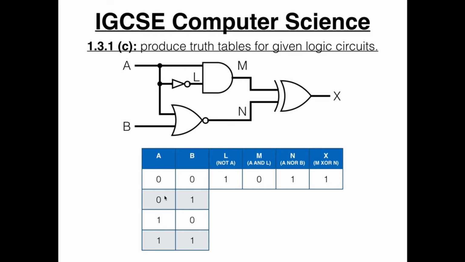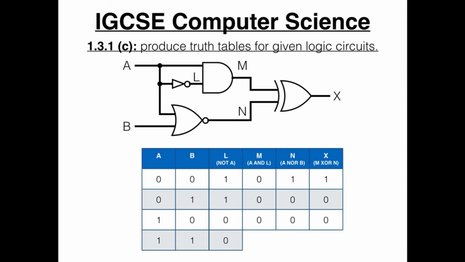So then we have 0 and 1. NOT A is of course again 1. A AND L, that would be 0 and 1, so that would be 0. A NOR B would be 0, because as said, it can only be 1 if both of these are 0. And M XOR N has to be 0. And we could do the same thing for the remaining rows. So we get the output of this circuit: 1, 0, 0, 0.